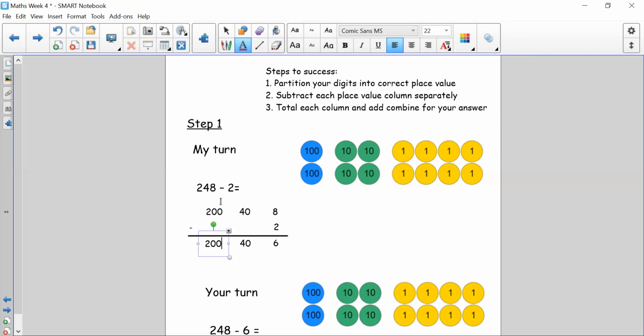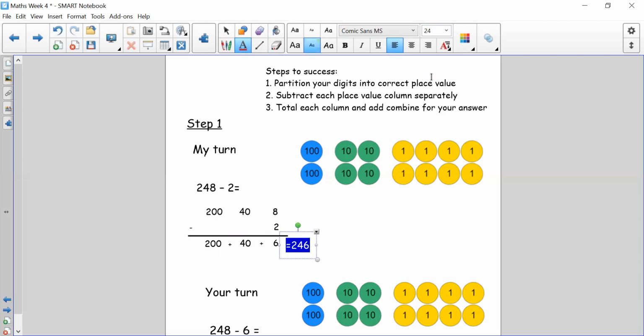Okay, so we've partitioned our number, we've subtracted independently of each other, we've subtracted the ones, sorted out the tens, sorted out the hundreds. Now we need to add them all back together because leaving our answer as 246 is not a complete answer. So we need to make sure we have a complete answer. So we need to add them all up together. So 200 plus 40 plus 6 is 246. That is our answer.